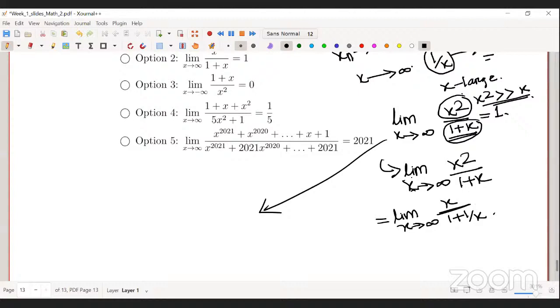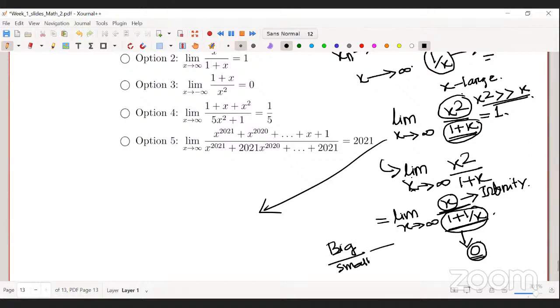So as you can see, this converges to 0, this is small, and this in some sense diverges to infinity. Big by small, because this converges to 0, you will get a much bigger number. So this particular limit basically diverges to infinity.